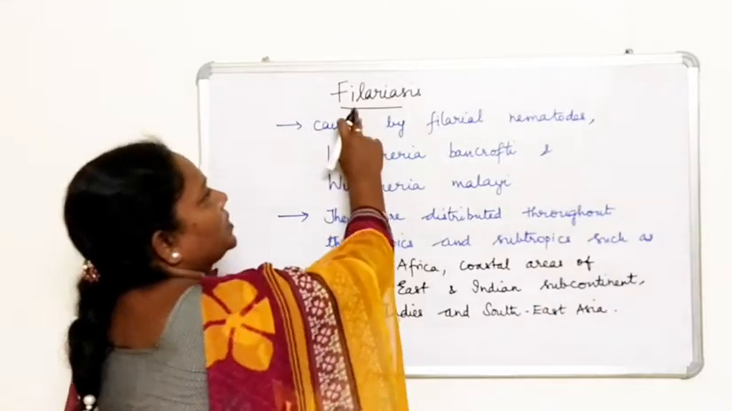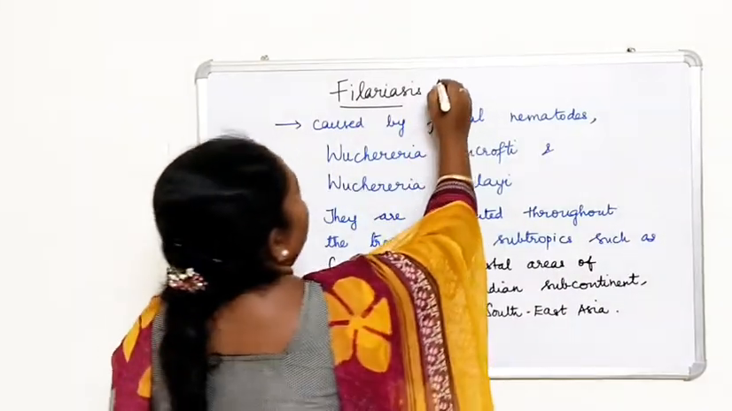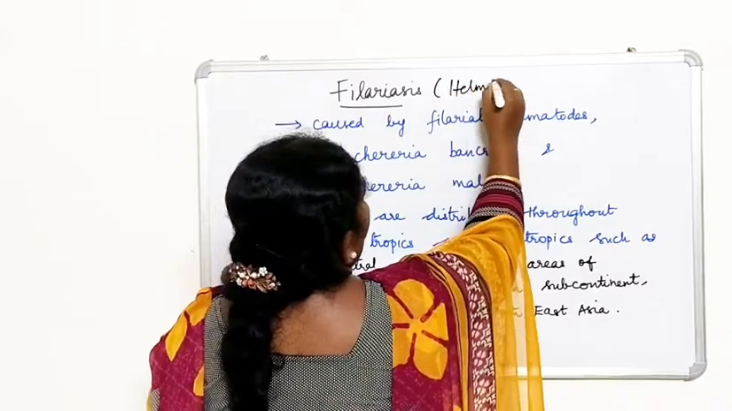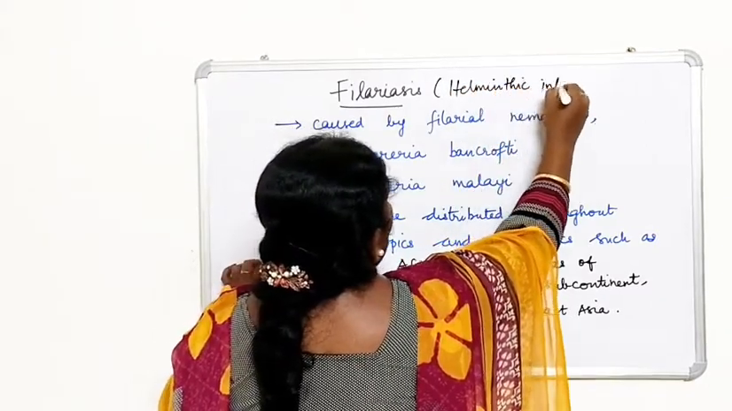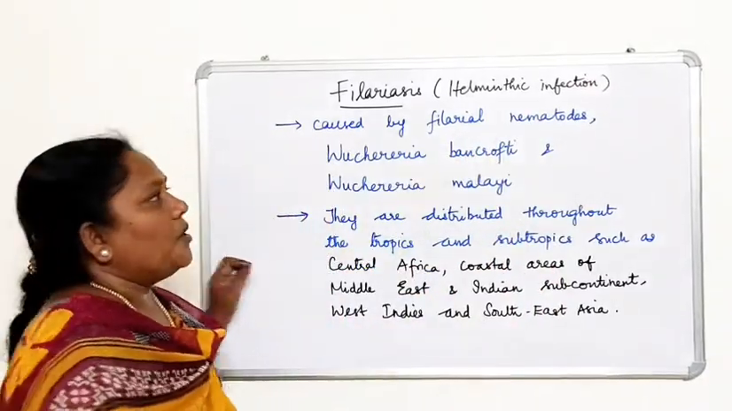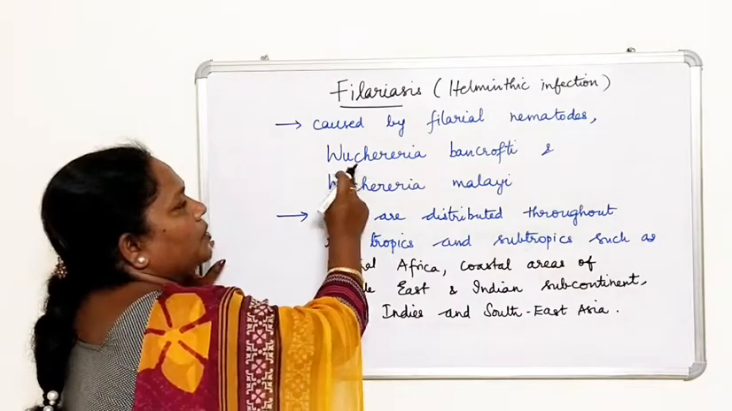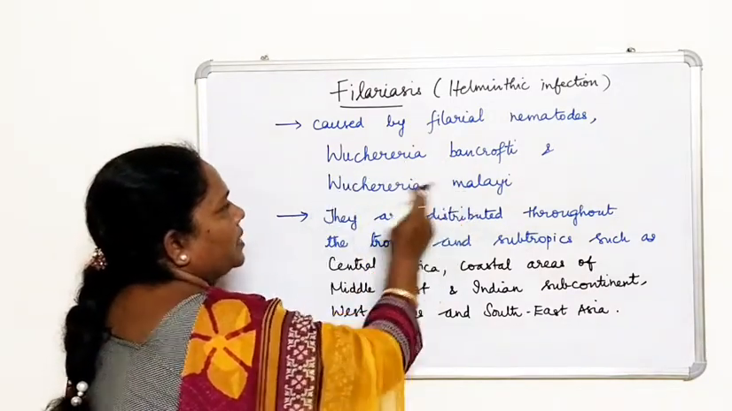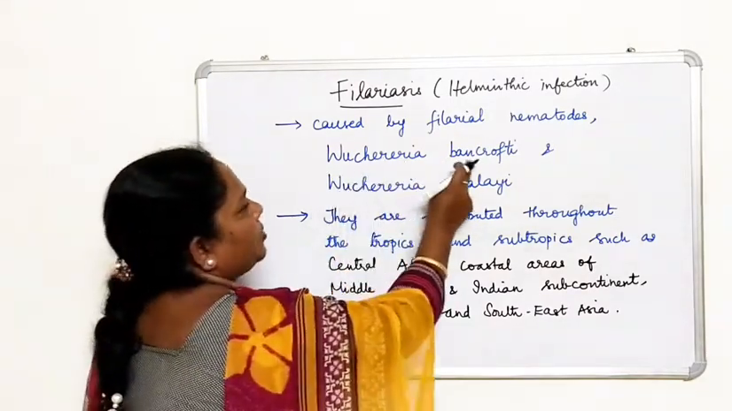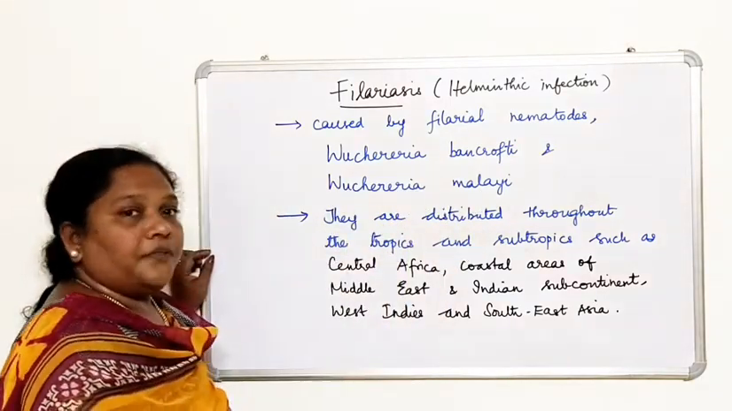Now what we are going to learn is Filariasis. It is also a helminthic infection, which is caused by a filarial worm. You call that a filarial nematode. So what is this filarial nematode? Wuchereria bancrofti and Wuchereria malayi. These two species belong to the phylum Nematoda.